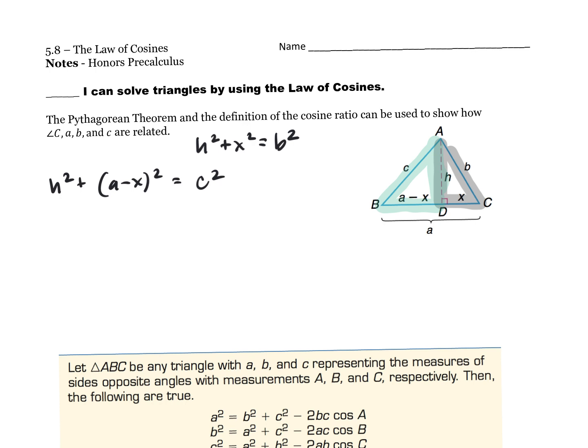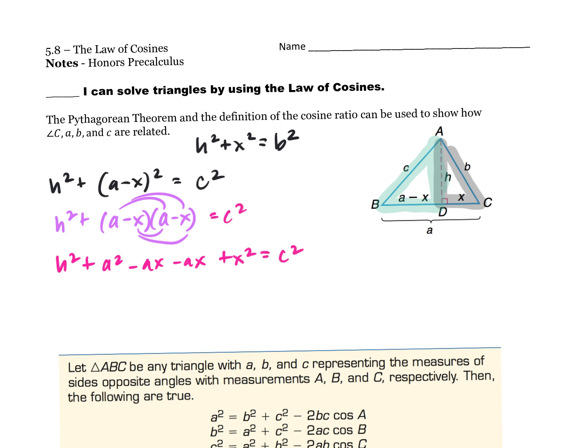Okay. Could we distribute that? What would that get me? What's a minus x times a minus x going to get me? A squared, no, plus x squared. A squared, what's that going to get me? Minus 2ax. Minus an ax, minus another ax, plus x squared. I'm going to keep that c squared alive.